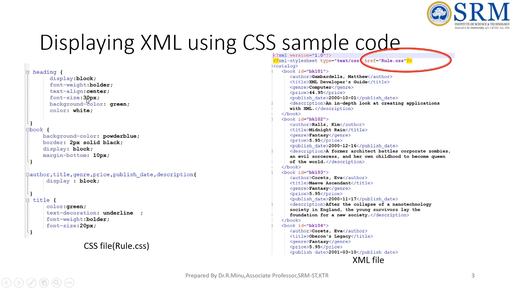So for simply displaying, we have used the display tag for each and every book. For each and every book element, this particular CSS is used: a color of powder blue, a border of black, and a display of block. So each book will be displayed in a block view with a margin bottom of 10 pixels and so on. And all the elements such as author, title, genre, price, publication date, and the description will be displayed in this particular block.